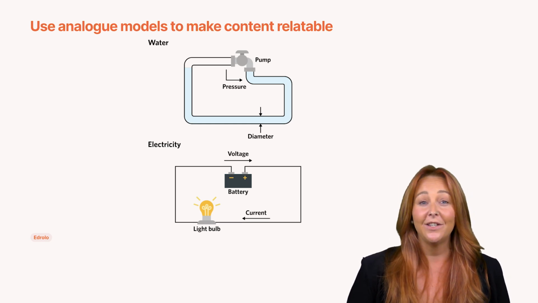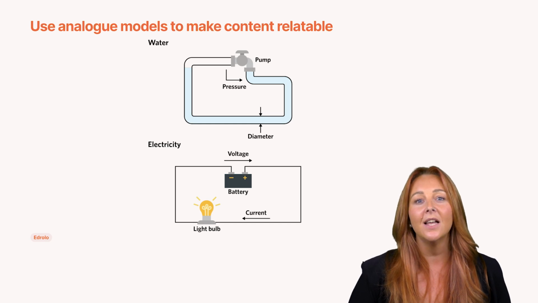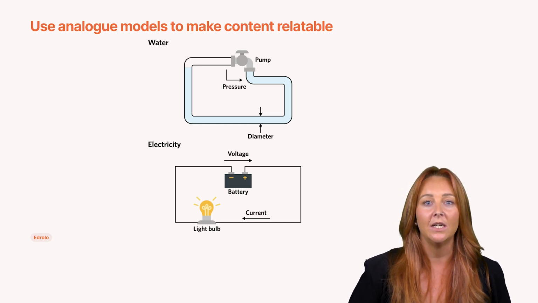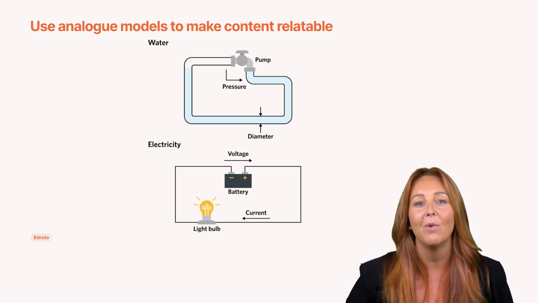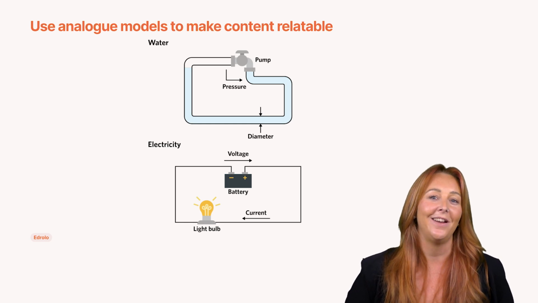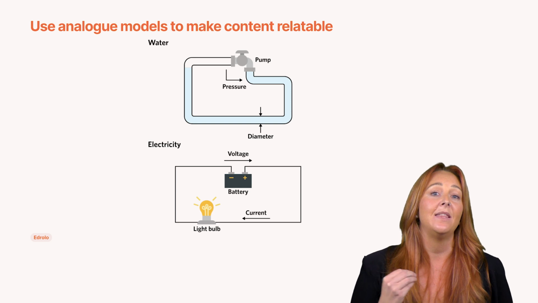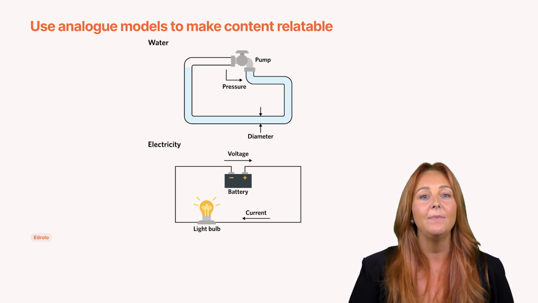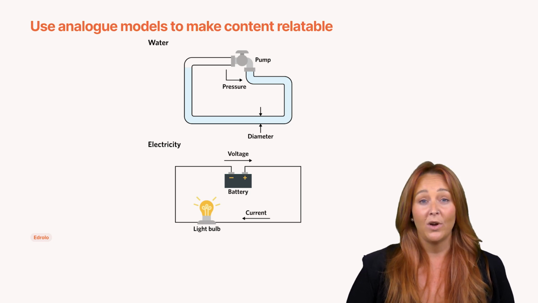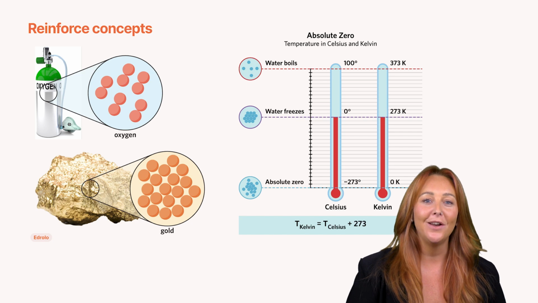For example, an electric circuit can be compared to water flowing through pipes. The current is like the water, the voltage is like the pressure, and the resistance is like a narrowing pipe. Students can grasp this because they already understand how water moves through a pipe. It's something they've seen and experienced before. This allows students to anchor new information to something they're already familiar with. Instead of being overwhelmed by the complexity of a new concept, it makes the content not only more accessible, but also more memorable.